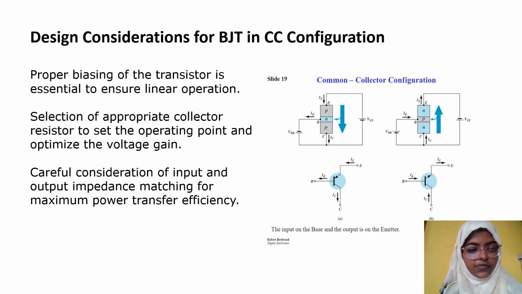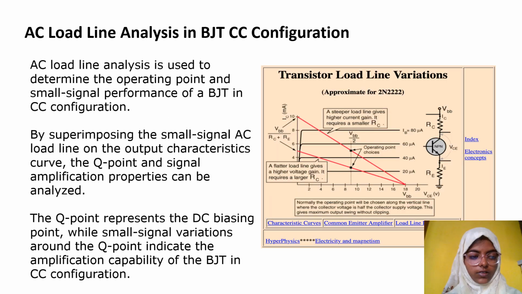Design considerations for BJT in CC configuration. Proper biasing of the transistor is essential to ensure linear operation. Selection of an appropriate resistor to set the operating point and optimize the voltage gain. Careful consideration of input and output impedance matching for maximum power transfer efficiency.